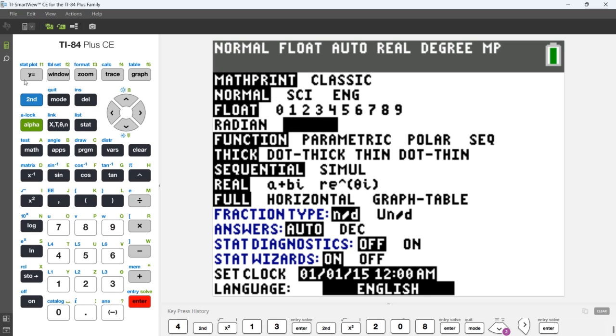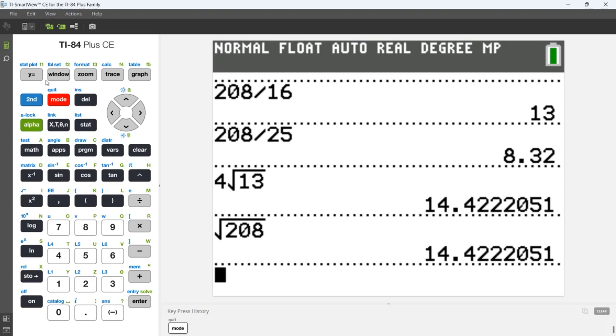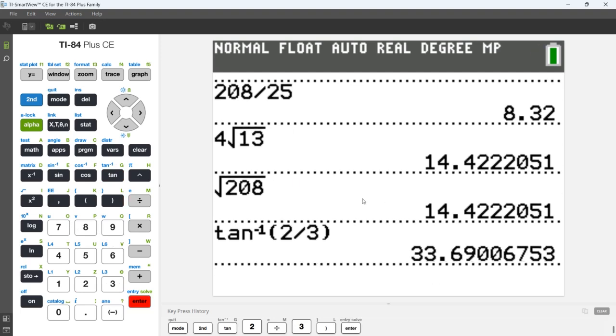So I'm now in degree mode, so I can press second mode to quit. And what I want is tangent inverse. Notice that tangent inverse is in blue and it's above tangent. So if I press second tangent, that brings up tangent inverse. And I want tangent inverse of 2/3, close parentheses. I press enter. And I end up getting my degree measurement, because again, our calculator is in degree mode. I get my degree measurement of an angle that produces a tangent ratio of 2/3. And that degree measurement is 33.69.